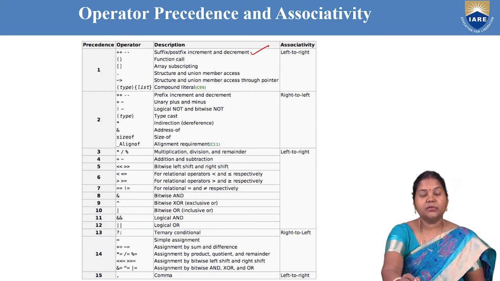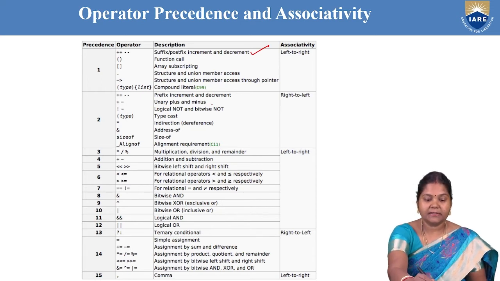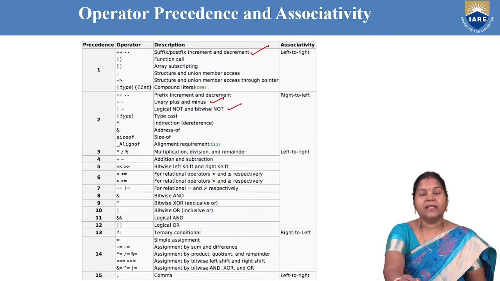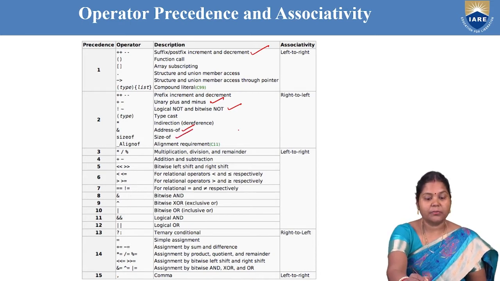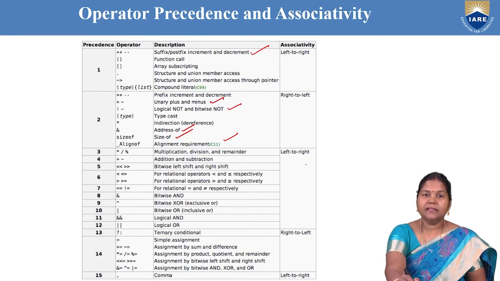Next highest is prefix increment and prefix decrement, then unary plus and minus, then the logical not and bitwise not, then the indirection operator that is used in pointers, the sizeof operator, the address operator, and the alignment operator. These all have the second highest priority, with right to left associativity. Then multiplication, division and modulus, the three arithmetic operators, have the third highest priority, and it is from left to right.